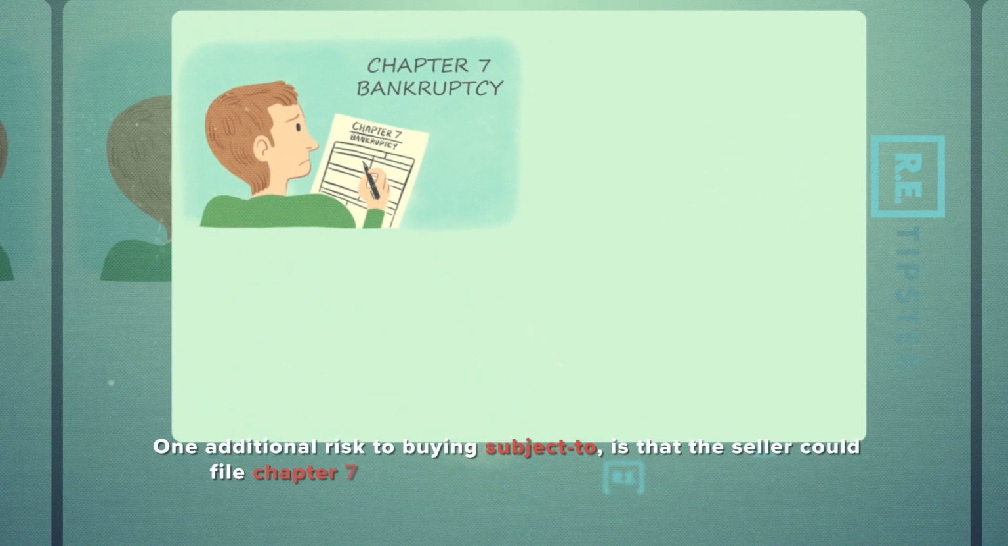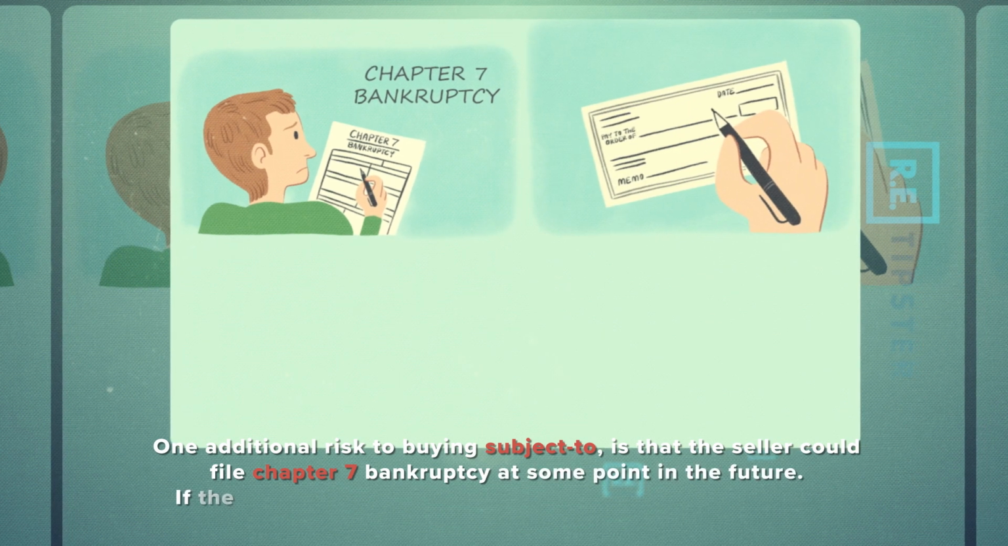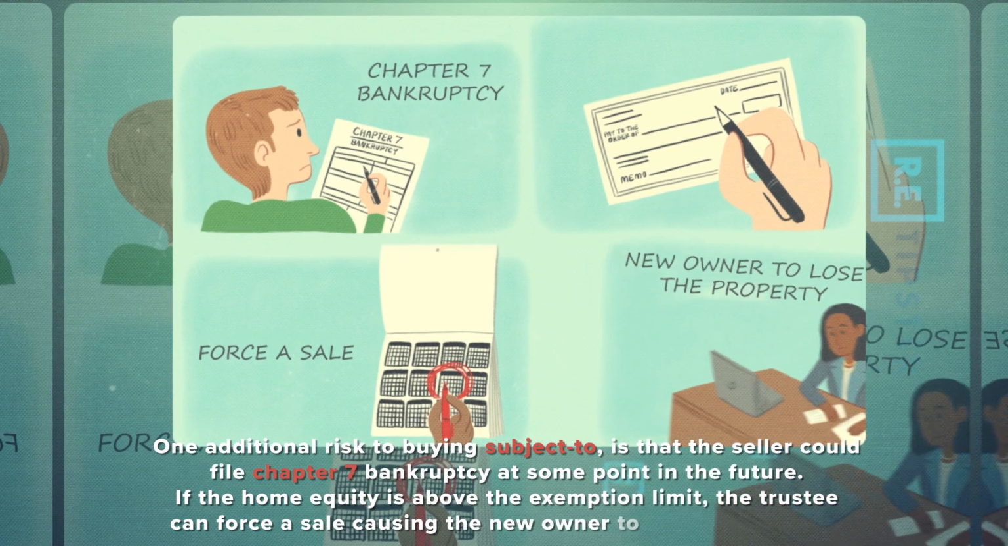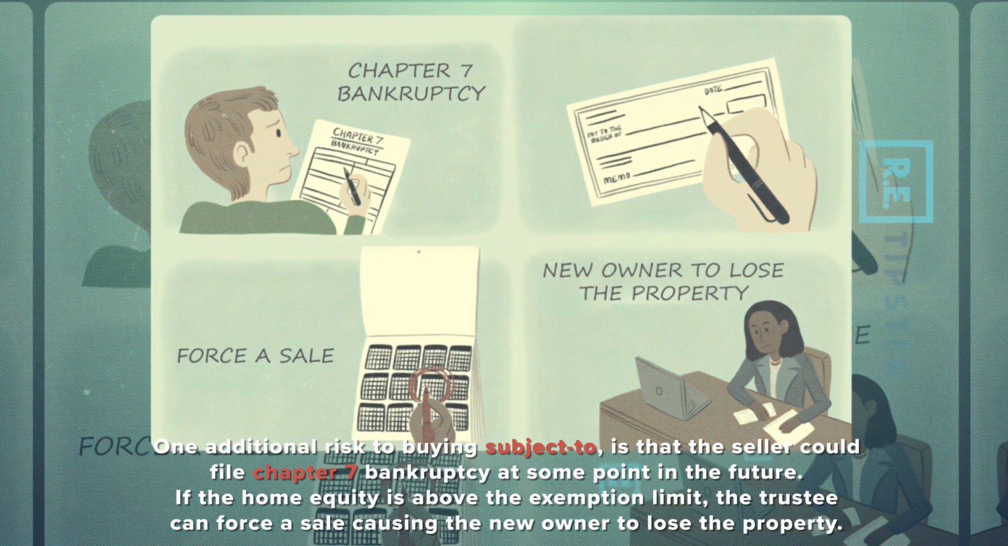One additional risk to buying subject to is that the seller could file Chapter 7 bankruptcy at some point in the future. If the home equity is above the exemption limit, the trustee can force a sale, causing the new owner to lose the property.